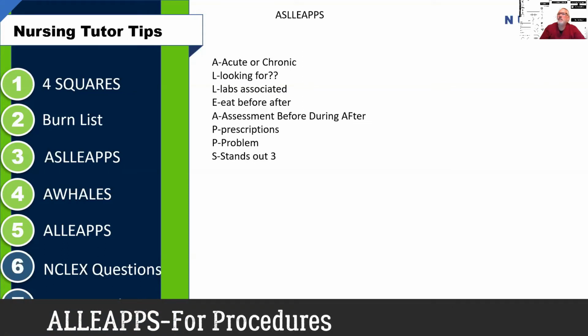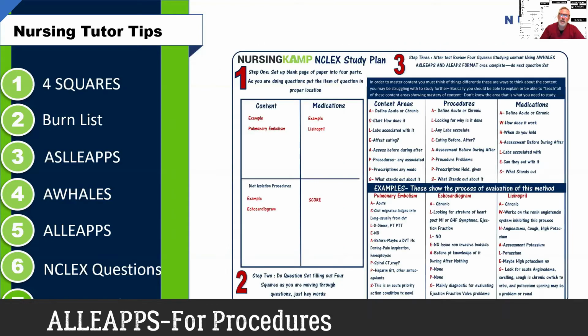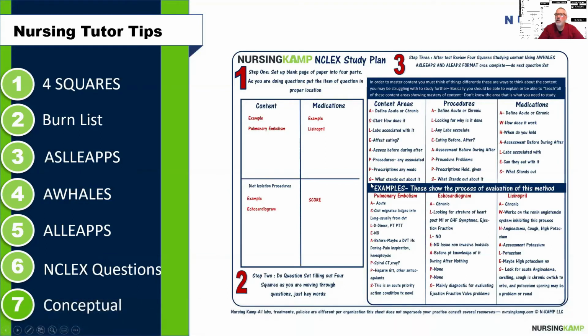Like a spinal tap, for example. And then we talked about NCLEX questions and how to study questions and how to look at things. This is from the NCLEX study plan that is available on nursingkamp.com, which goes over those 4 square areas. It shows you the SLEEPS, the ALEEPS, and the AWALs. This will be available on this web page, so you can just download it when you are looking at the content we're talking about.